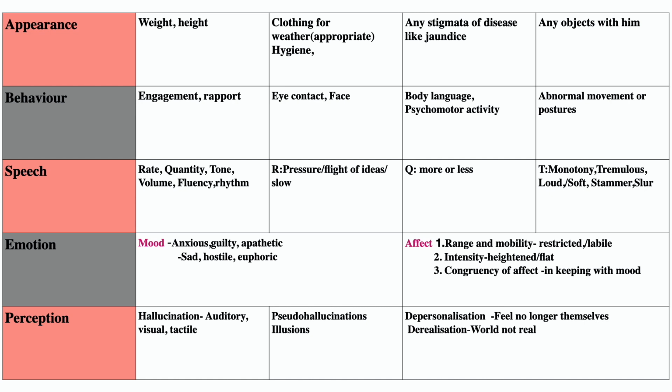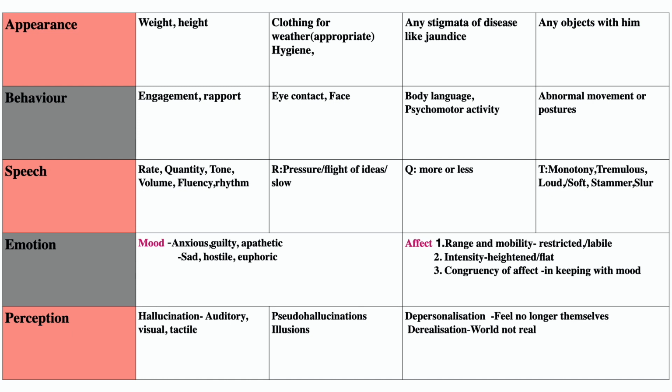Then I'm going to look at the behavior of the patient. In the behavior, I'm going to look at engagement and rapport, whether I'm able to develop a rapport with the patient or whether they appear distracted or engaging with any hallucinations. Look at the eye contact of the patient, if it's reduced or excessive, the facial expression of the patient, if the patient is looking relaxed, angry or disengaged. I'm going to look at the body language, if it appears threatening or withdrawn.